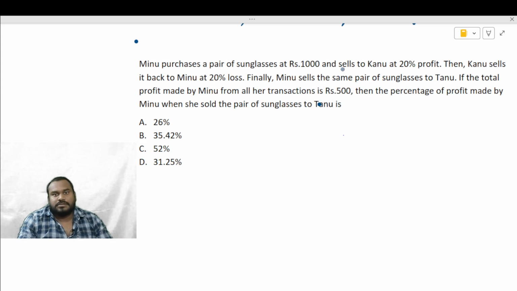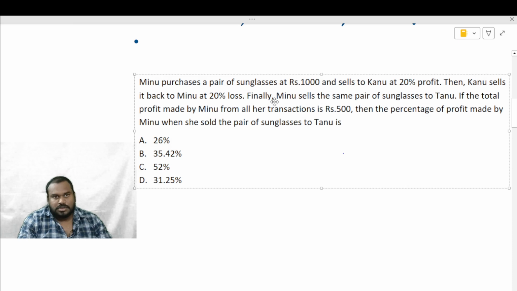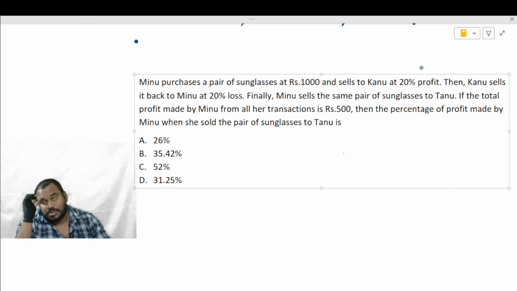We have covered almost 150 plus questions so far. Today, we'll discuss a few more questions from CAT and some concepts on percentages. Okay, so look at this question.